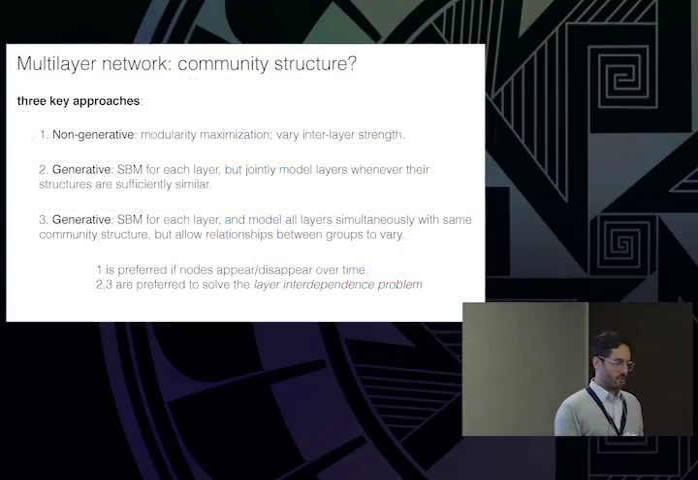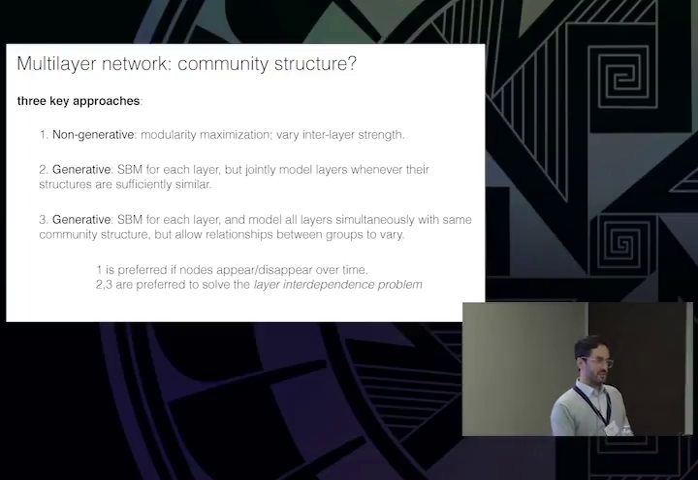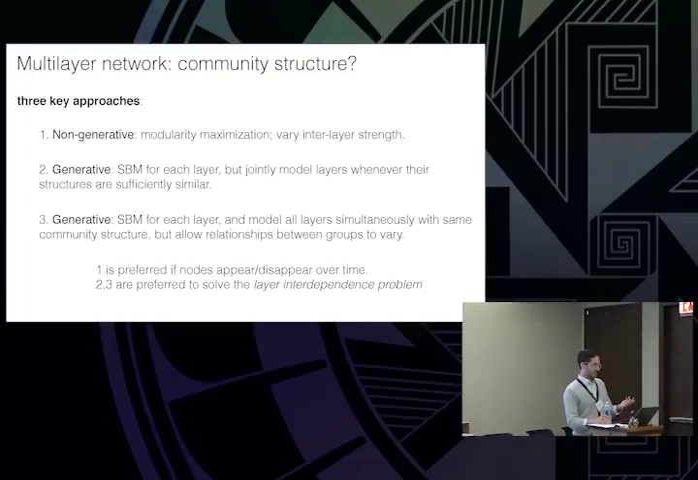So we talked a little bit about community structure. And we can also think about community structure in multi-layer networks. There are three key approaches that I want to highlight. One is non-generative. You've heard about modularity maximization, discovered by Michelle. But in this case, we can take this idea of clustering together nodes that are in the same group, and take each slice of the network and add new links. So there are now connections from one node in one layer to the same node in another layer.